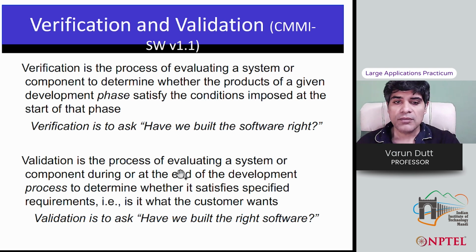In contrast, validation is the process of evaluating a system or component during or at the end of the development process to determine whether it satisfies specific requirements. That is, it is what the customer wants. So validation asks the question, have we built the right software? Validation is also done occasionally, but it is meant to see whether the software meets the requirements of the customer. It is a process which is done more at the end of the software process or development.